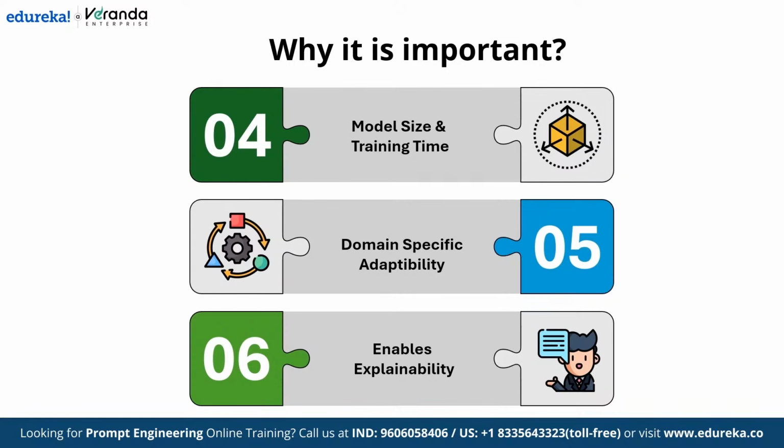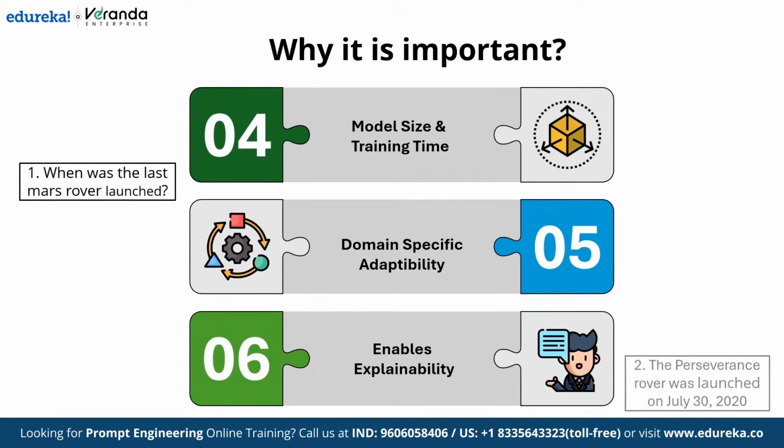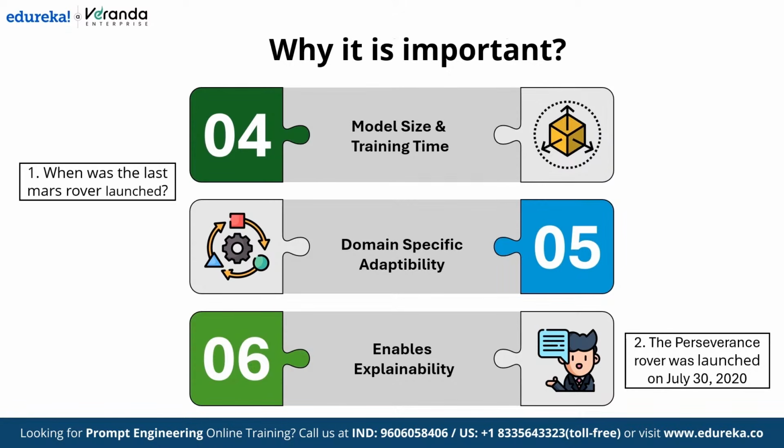Now let us see some of the use cases. Without RAG, the question would be, when was the last Mars rover launched? This is just an incorrect response. With RAG, the answer would be dynamically retrieved from NASA's database, and it would be, the Perseverance rover was launched on July 30, 2020.